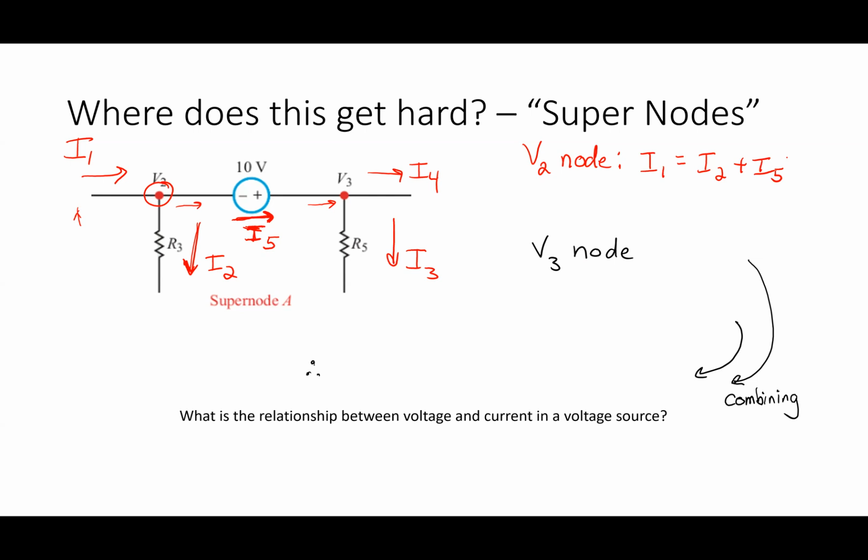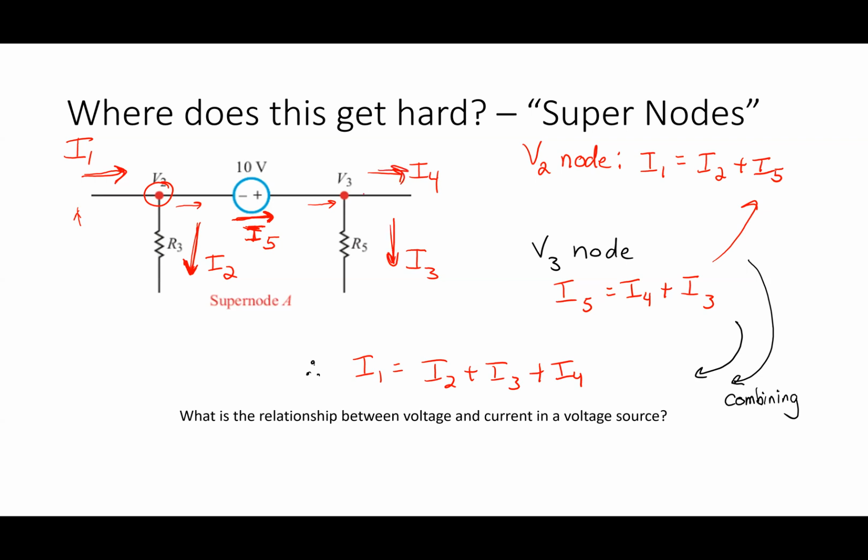All right. What about at the V3 node there? I5 equals I4 plus I3. Right? Now, what I can do is combine those 2 equations. I plug I5 into here. So I have I1 equals I2 plus I3 plus I4. In other words, whatever current was going in here goes out here, here, and here.